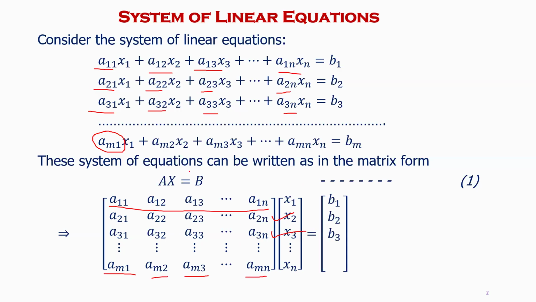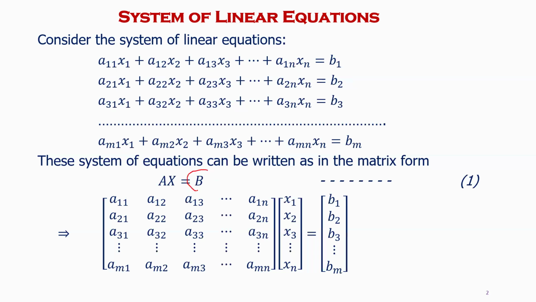And then what is this x? This x is x1, x2, x3 and so on, which is also called the variable matrix. And the last column, this B, is nothing but the collection of all the constants of the given equations: b1, b2, b3, and bm. So this is called the system of linear equations in the form of matrices.